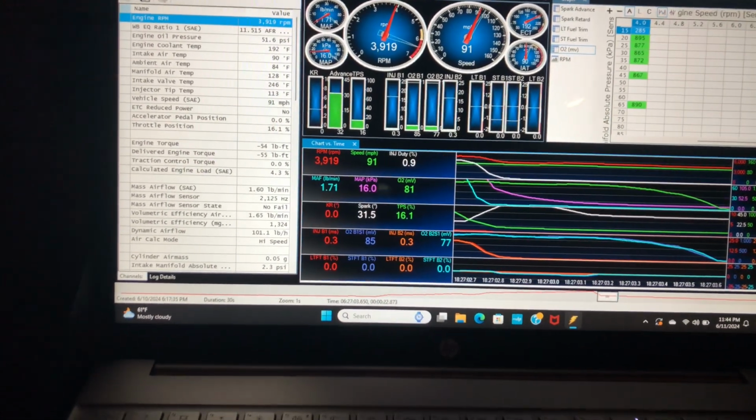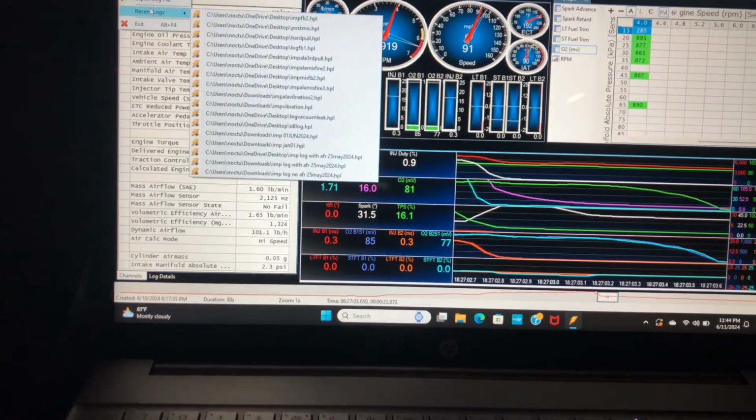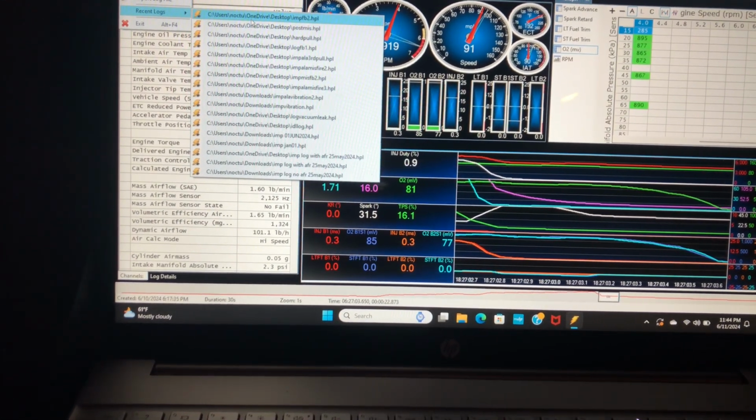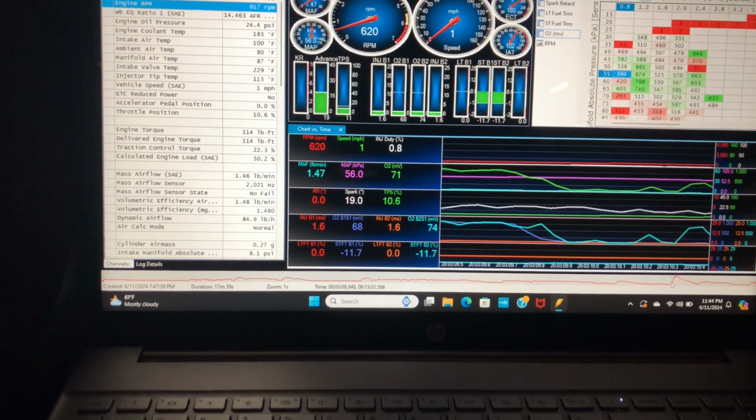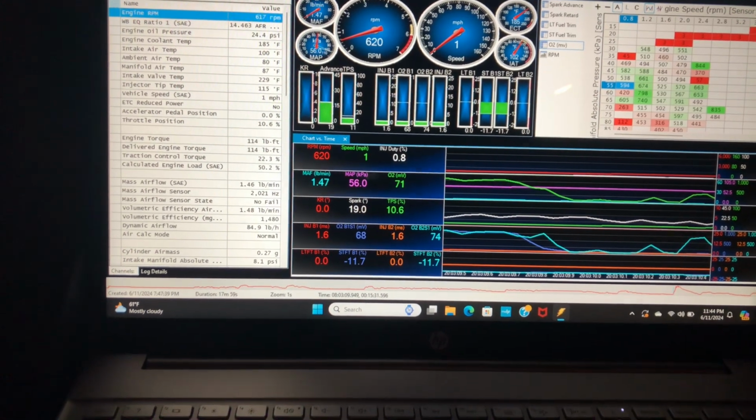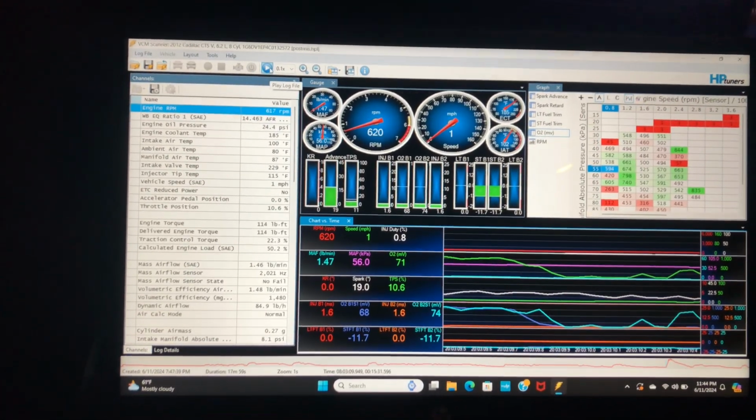I'm gonna show you really quick the after log. So on this one, we're gonna fast forward to here. This is a hard pull. It actually looked to me like it might still be a tiny misfire.